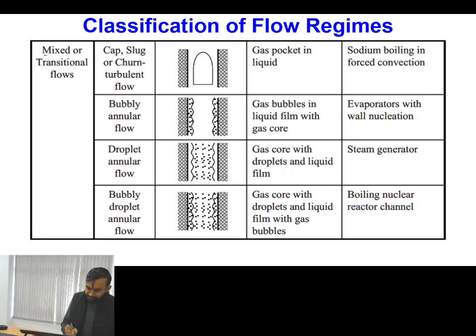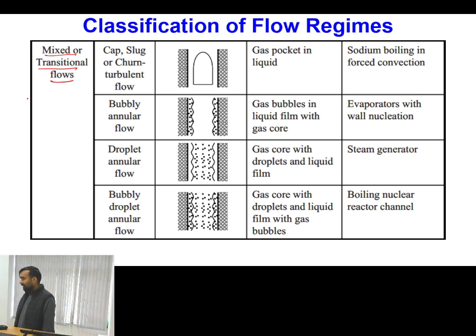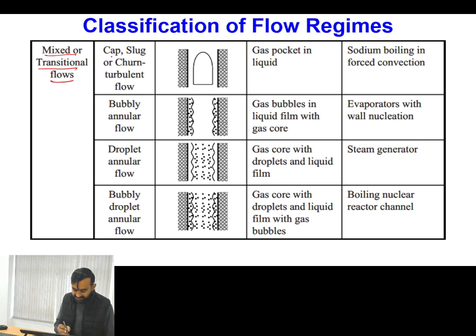Then second is mixed or transitional flow regime. It means in these regimes the situation is a combination of dispersed flow as well as the well separated flow. The first regime is cap slug or churn turbulent flow. Here we know that this bullet shaped body is present, so this is a gas pocket which is present in the liquid, and this type of situation is typically observed in sodium boiling in forced convection.